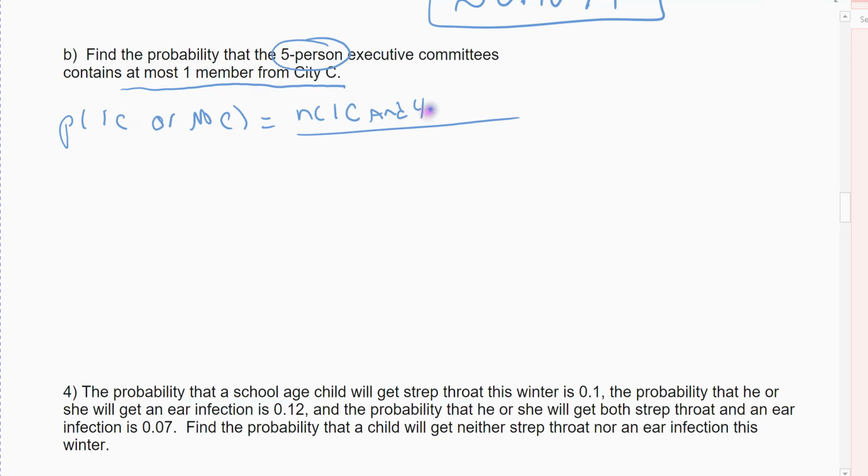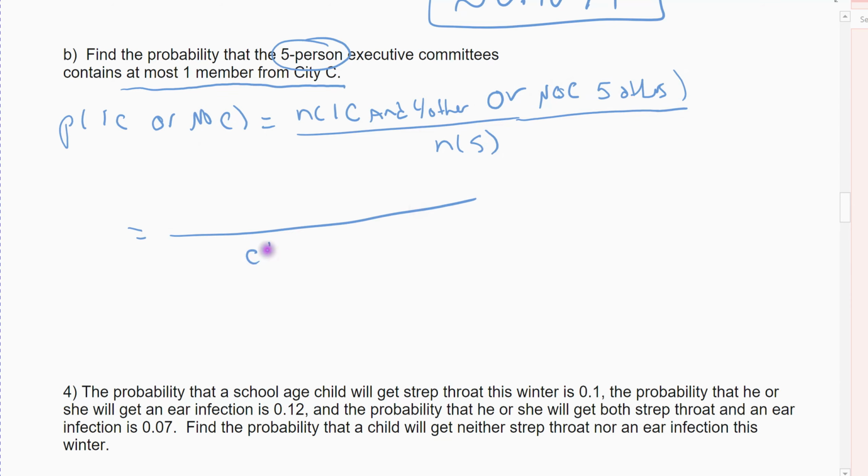I need 4 others, other than from City C, which means they need to come from A or B. Or there's nobody from City C, so no C people. That means I want all 5 others. Divided by the same universal set. So the universal set's still 13 choose 5.